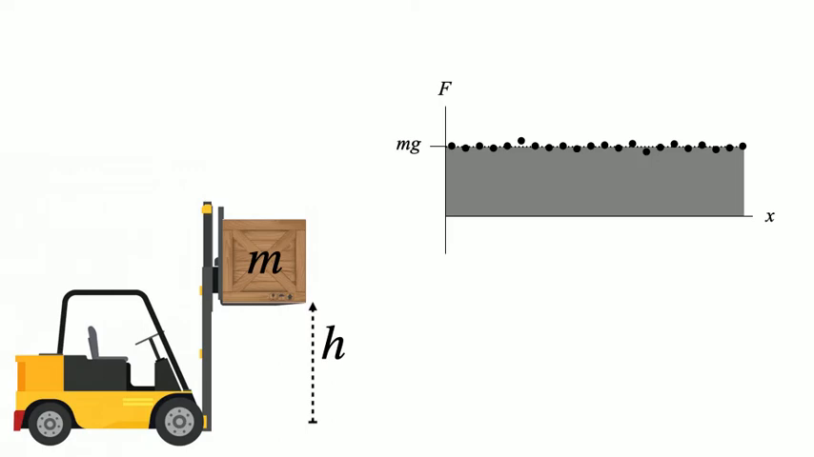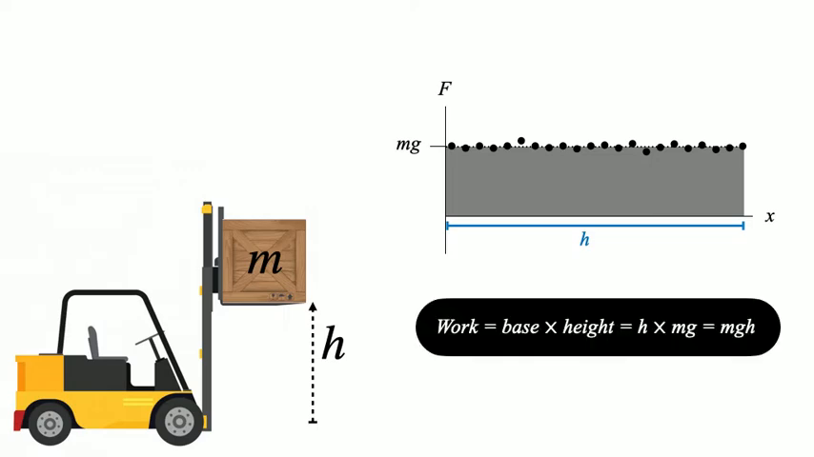So we've labeled the nearly constant force F with mg, and now we can label the displacement h, since the height the crate moved through is the same as the displacement. Now we have some new variables to work with. The rectangle has base h and height mg, so the area and thus the work done on the crate-Earth system is h times mg, or mgh. This is where the formula for gravitational potential energy comes from.